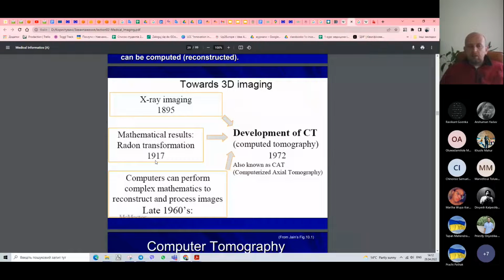In the result of X-ray image found, after that mathematical result, the Radon transformation, in 1917, and computers can perform complex mathematics for the reconstruction and process imaging. This started after 1960. As a result of these skills, the computer tomograph was developed, computerized axial tomography.